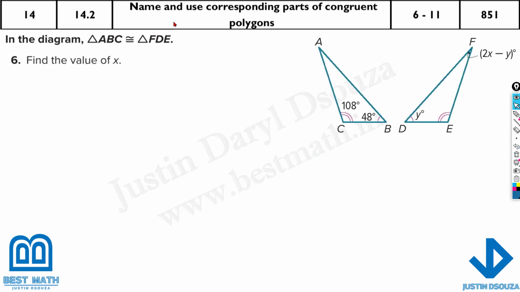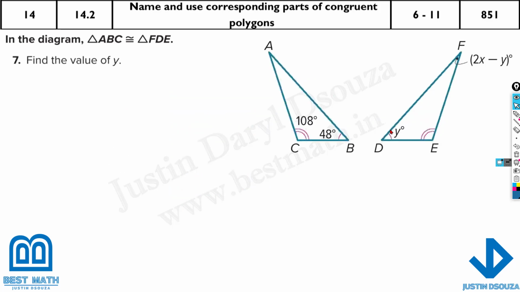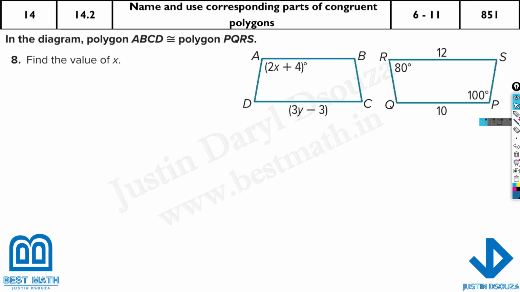Let's solve the other problems quickly. We did this at the beginning. Do you remember we found out y and x? So x was 36. But what is the value of y? You don't need to solve anything. You have to just look over here. y is 48 degrees. That would be the answer. And find the value of x.